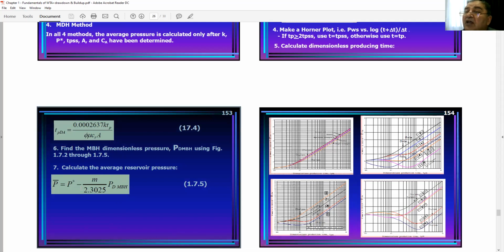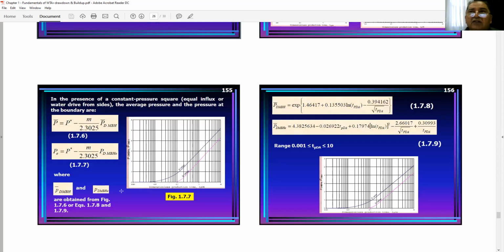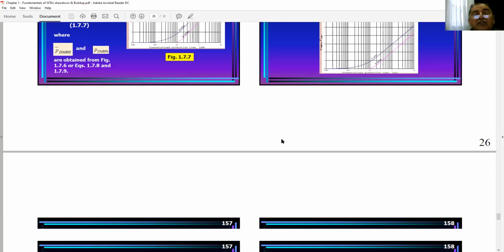The only thing you need to consider is if you have a strong water aquifer, if you have good water support, then you can say you have a constant pressure at the reservoir boundary. For this case, you're going to go with 177, and 177 is going to give you either PDMBH dash or PDMBHE. For both, you can use these 2 models and calculate either p average or pe. If you do not have figure 177, you can use these 2 models, 178 to calculate p dash and MBH, or 179, 178 and 179 to calculate the p dash, the MBHE, to calculate p. See what I'm saying? So this is MBH.